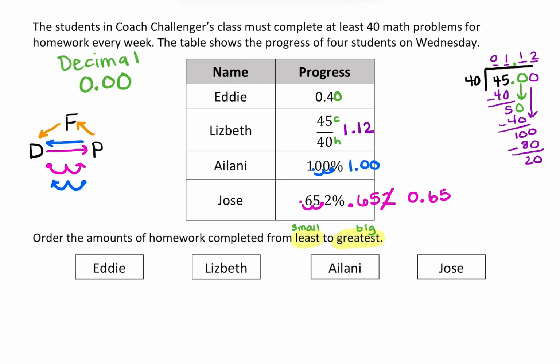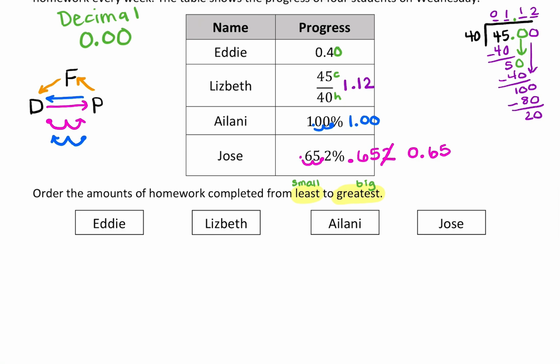Okay, so let's write everybody out so this makes sense. Okay, so Eddie was 0.40. Lizbeth was $1.12. Ailani was just $1. And Jose was $0.65. So now that everybody is a decimal, now this makes sense and we're good to go.